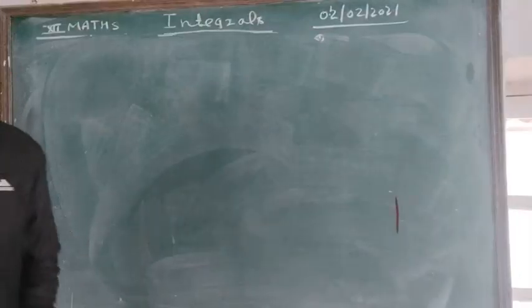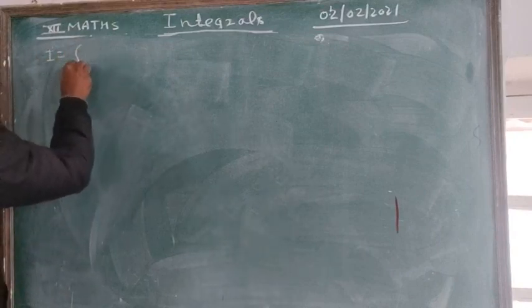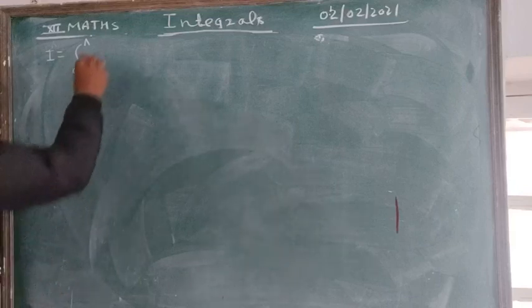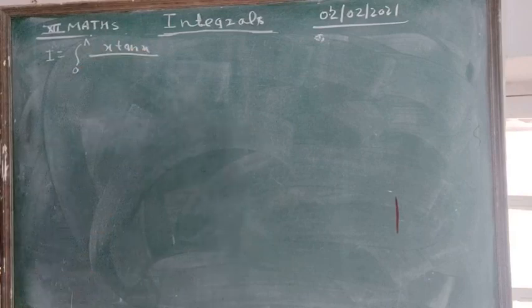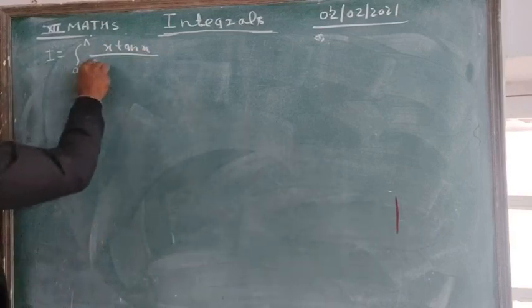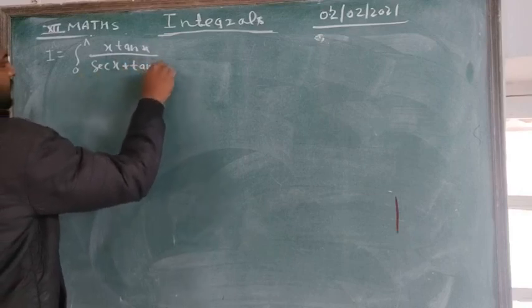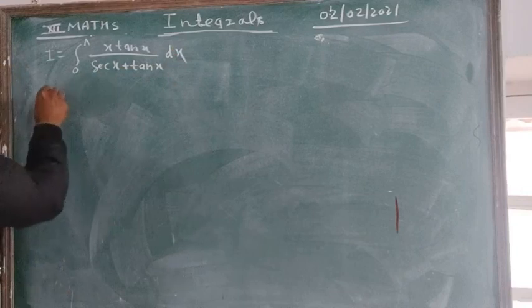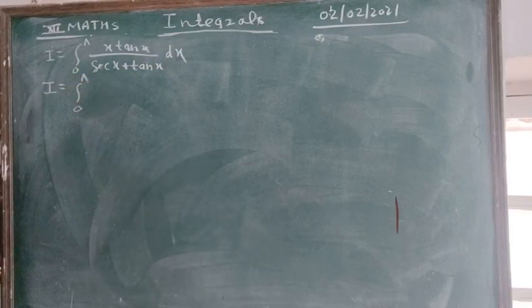Next question is, students, find the integral I, which is 0 to pi of x tan x by sec x plus tan x dx. Okay, students, so I is 0 to pi.